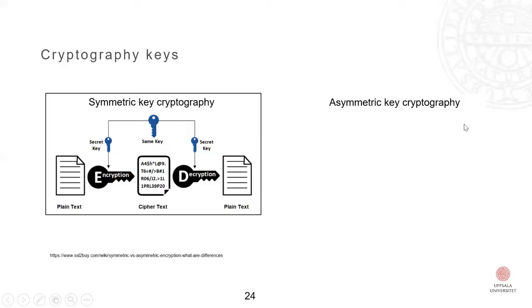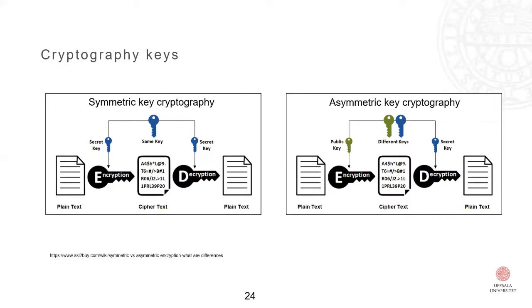There is also another approach which is called asymmetric key cryptography. In this approach, the sender and receiver use two keys. One is called public key, and the other one is called secret key. Public key is, as its name suggests, public. Everyone can have access to it. And they use the public key to encrypt the messages. So it can be used to convert a plain text to a ciphertext.